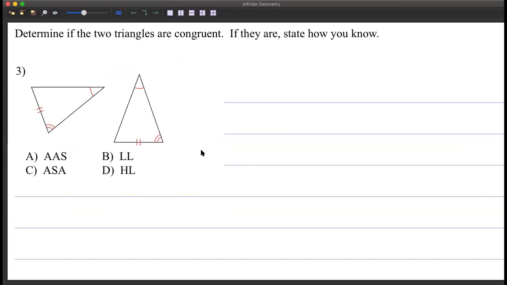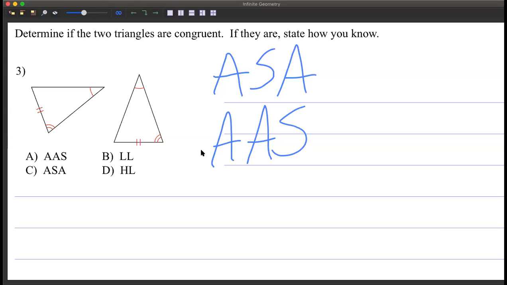Okay, this time there's nothing I get to mark for free. They don't share a side. I don't have any vertical angles. So now I'm looking, what do I have? I do have two angles and I do have a side. So who can help me out with this one? Is this going to be angle, side, angle, or is it angle, angle, side? Someone come on and tell me.